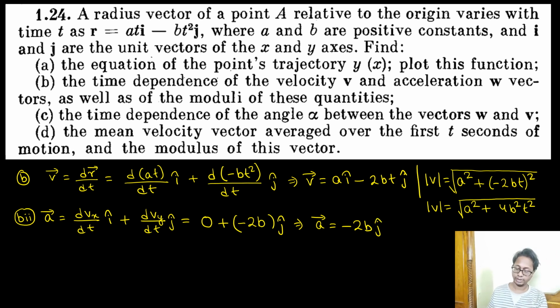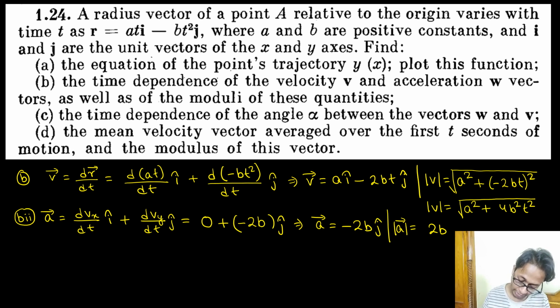Okay, out here this is the component of acceleration, and the magnitude of acceleration would be nothing but minus 2b out here. Okay, I'm sorry, the magnitude of acceleration would have no minus, it would be only 2b.